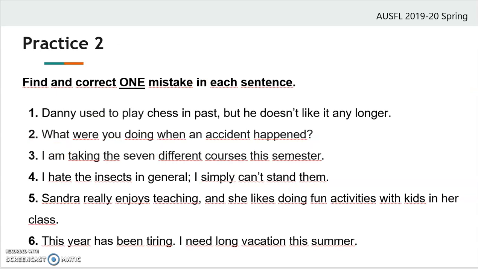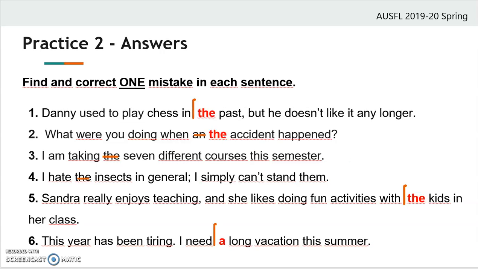Now, look at the sentences here. In each sentence, there is one mistake. Let's find the mistake and correct them together. In the sentence here, it says, Danny used to play chess in past. Before past, we should actually add the definite article the. Because past is specific, we say the past.